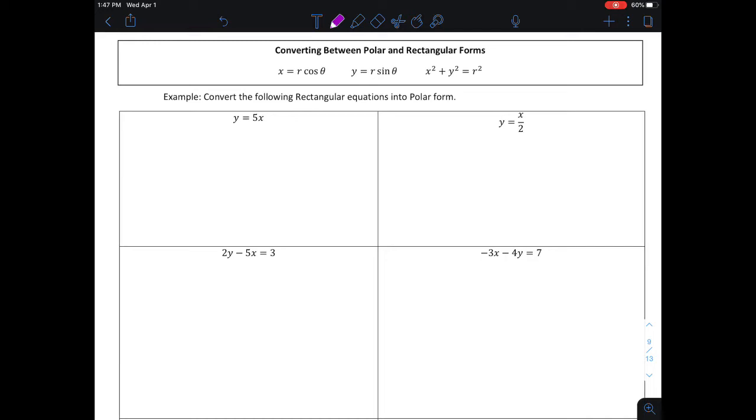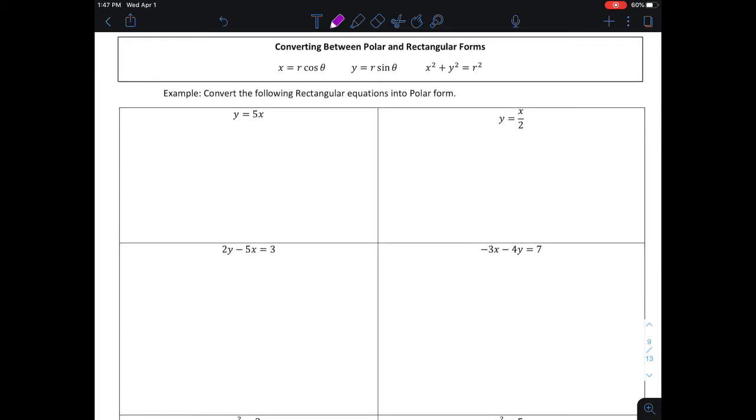All right, let's look at how we would convert a rectangular equation or a Cartesian equation into a polar equation or its polar form. And in order to do so, we're going to use our conversion formulas where x is equal to r times cosine theta, y is equal to r times sine of theta, and we also have the Pythagorean conversion form, x squared plus y squared is equal to r squared.